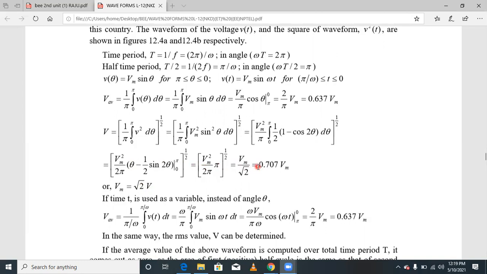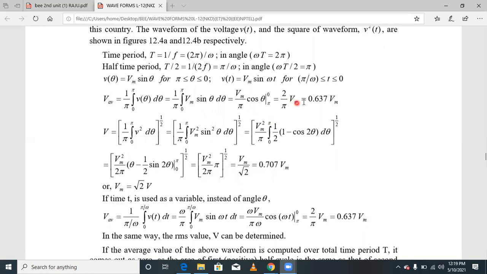So for a sinusoidal waveform, what is the average value? 2 Vm by pi. For a sinusoidal waveform, the average value is nothing but 2 Vm by pi. For RMS value, V_RMS is equal to Vm by root 2. V average is equal to 2 Vm by pi. So remember these formulas, maybe for a 2 marks question. They may ask what is the average value of a given sinusoidal waveform, or find the RMS value of a sinusoidal waveform.